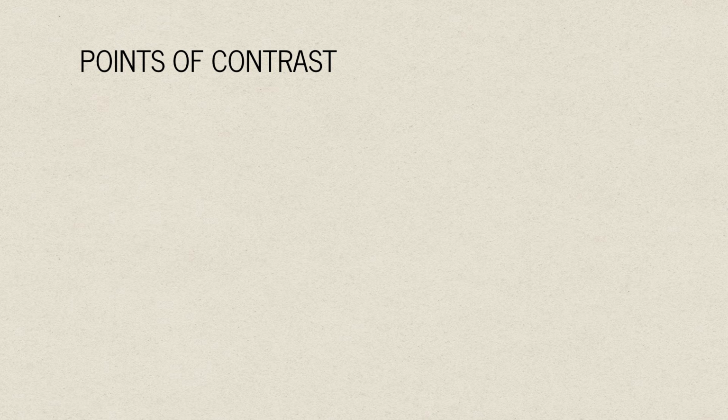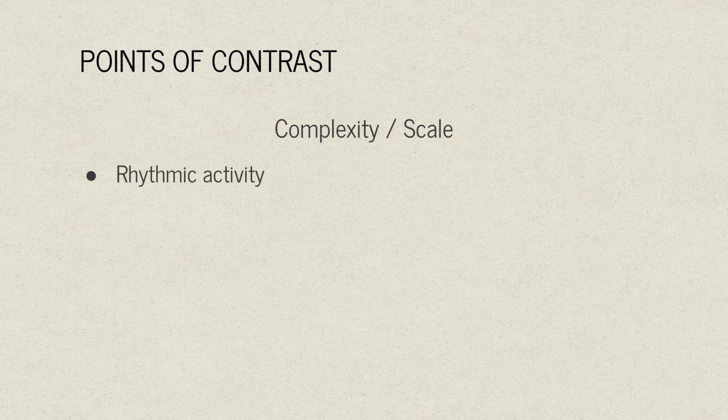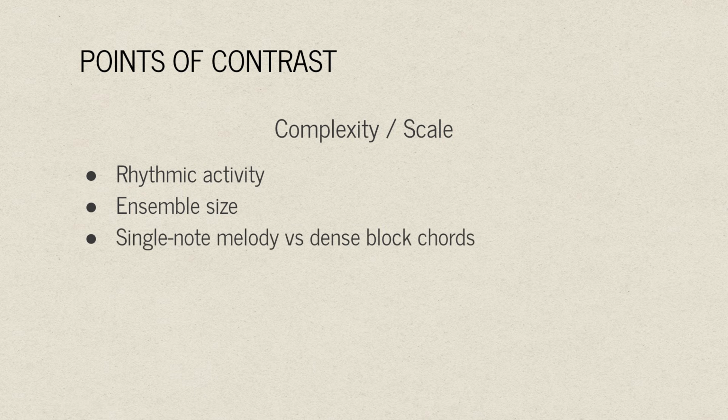Other things to consider are the complexity or scale or size versus the simplicity of what you're doing in a given section of your composition. As I was mentioning before, the rhythmic activity or general rhythmic busyness. The orchestral ensemble size, are we going from a small group to a really large group? And also single note melodies versus dense block chords. That's another big way to signal a big shift.